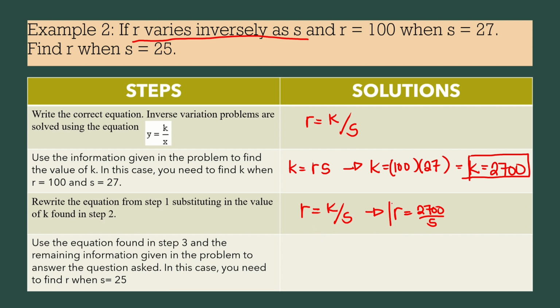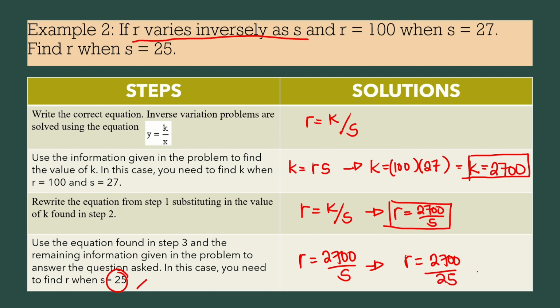Next, we're going to solve for the question asked. Since we already have our new equation, r is equal to 2,700 over s, we can now solve for r when s is equal to 25. So from r is equal to 2,700 all over s, we simply plug in the value of s, which is 25. So that's now r is equal to 2,700 all over 25. When you divide 2,700 by 25, our value for r is equal to 108. So the value of r when s is 25 is equal to 108.